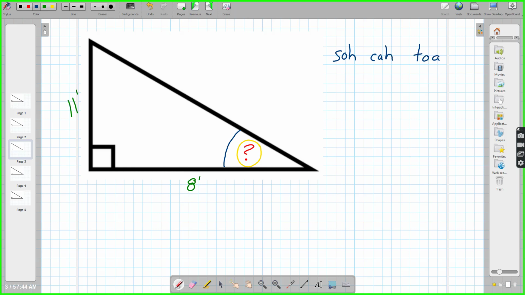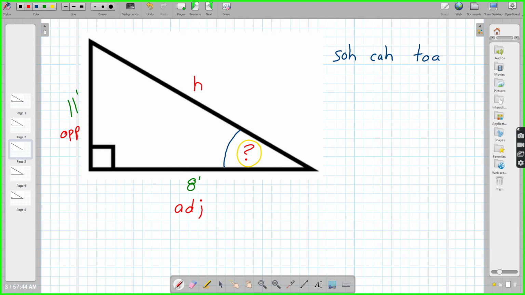So I've got the opposite, right? Remember, we can go ahead and do that. We'll label them, right? So we'll say, all right, here's H for hypotenuse. Our angle, so the 11, that must be the opposite. And then that makes the 8 the adjacent. In this case, I've got the opposite and I've got the adjacent.